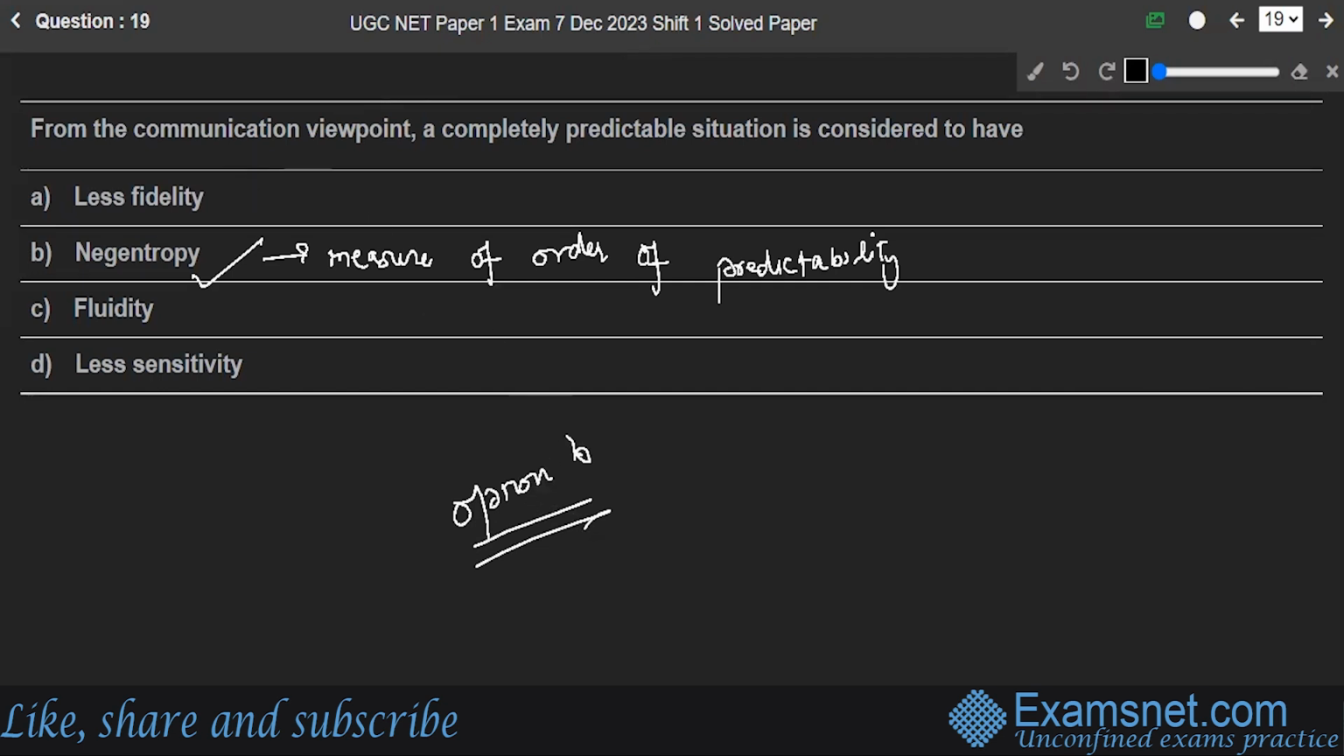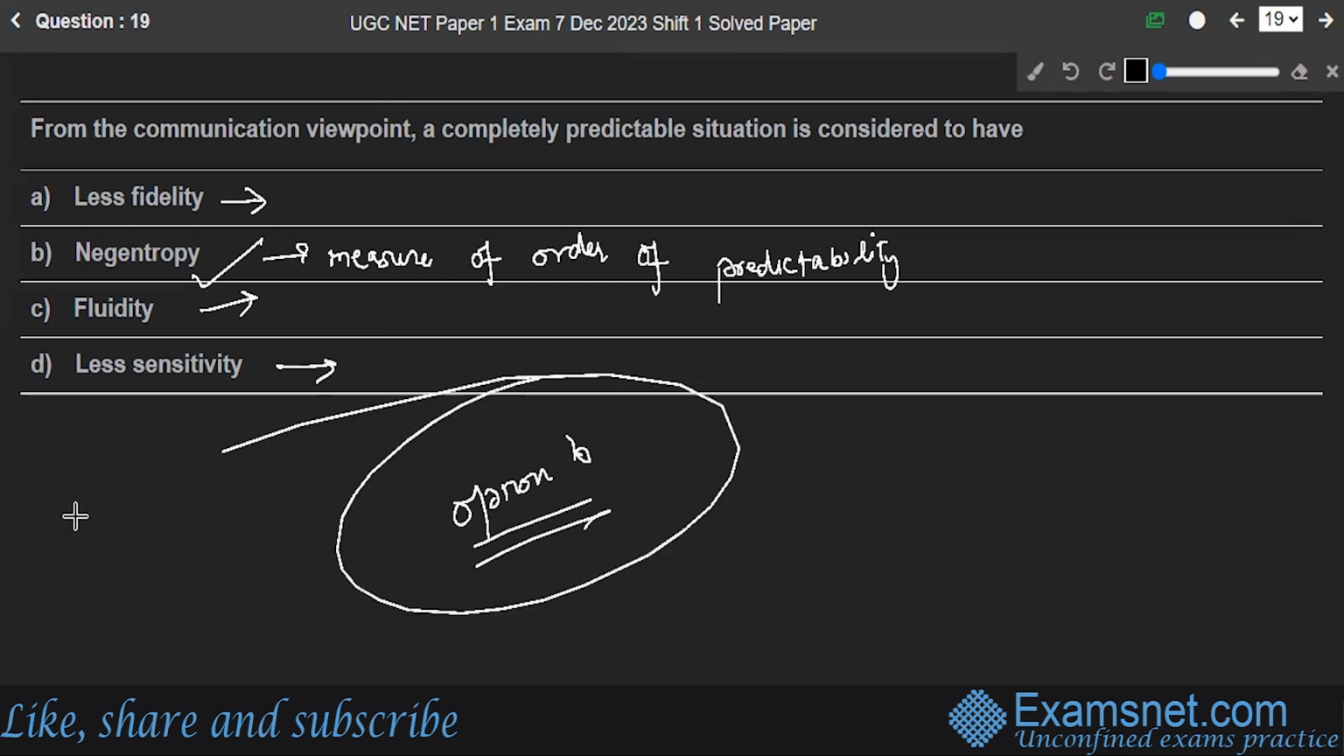Hope you got that. See, if I talk about the first one, less fidelity. Fidelity refers to the accuracy or the faithfulness of the communication. It's not related to the predictability of a situation. Then you have fluidity. It refers to the ease with which a communication can be changed or adapted. It's not related to the predictability of the situation. Again, less sensitivity refers to the ability of the communication to evoke a response. It's not related to predictability again. So you have option B as the right answer. Hope you got that. Let's move to the next one.